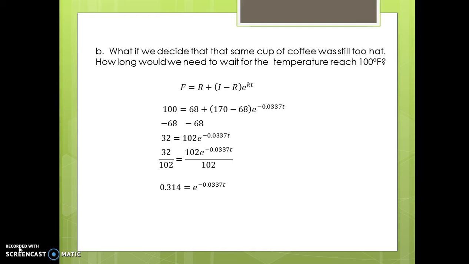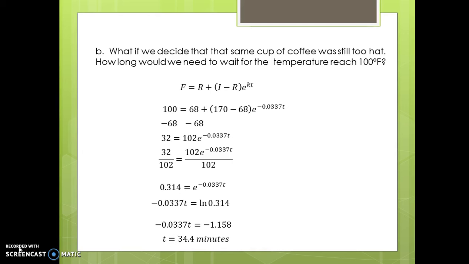So now I have the base and the exponent by itself, so I'm going to change it to logs. And remember, log with the base of e is the same as a natural log. So the base stayed the base, the other two things switch sides. I'm going to do in my calculator the natural log of 0.314 and end up with negative 1.158. And finally I'm going to divide both sides by the negative 0.0337. I end up with 34.4 minutes.